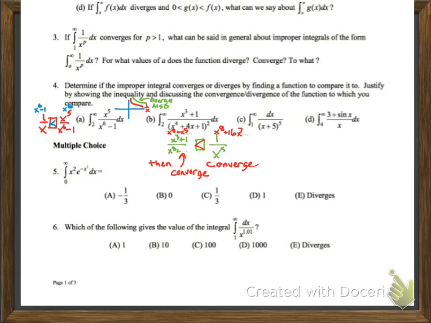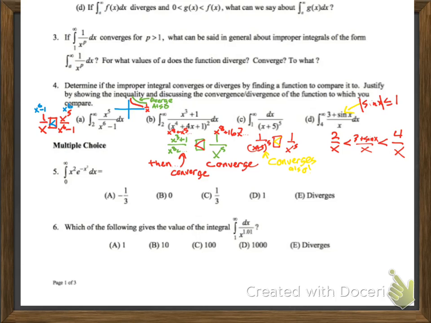So what do we got? Diverge A, converge B, and then we want to compare these in C. We got to converge also, because we know 1 over x to the 5th converges, and we found out a function is underneath it, so it also converges. And then, oh my, this one's a little wild. If you didn't come up with this one, not the end of the world.